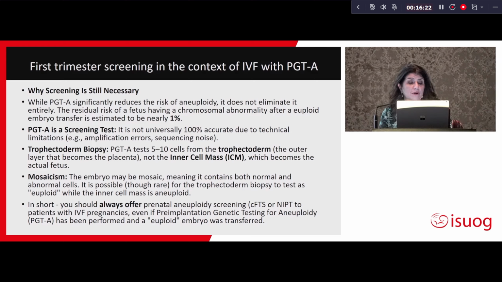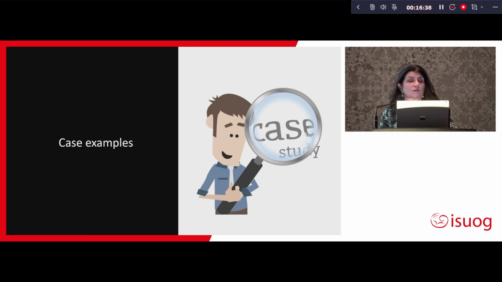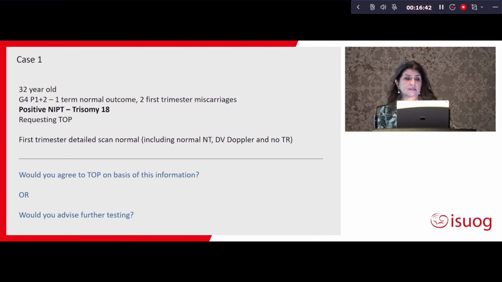The embryo may be mosaic, and so you should always offer all screening to women who've had PGTA, and treat the pregnancy as if it's a normal pregnancy. So I'm just going to go through some case examples, just highlighting some important points.